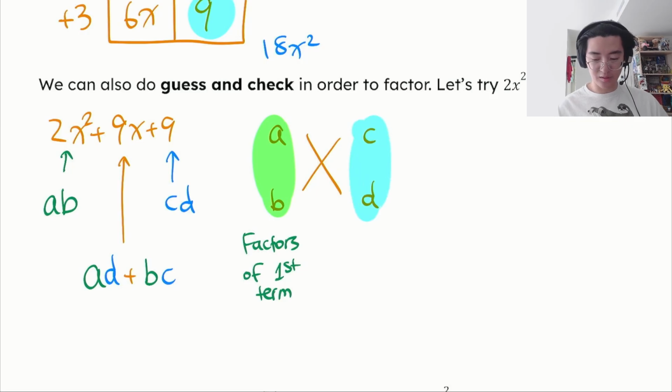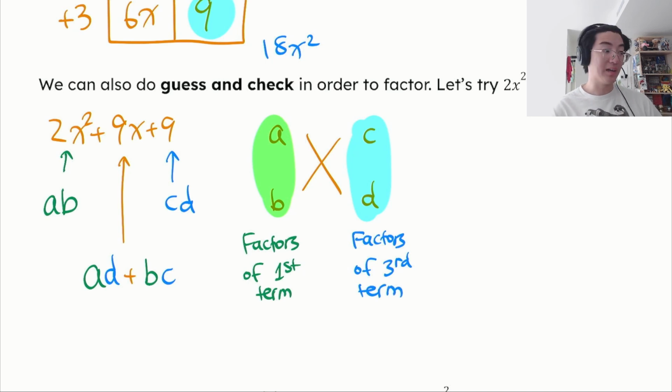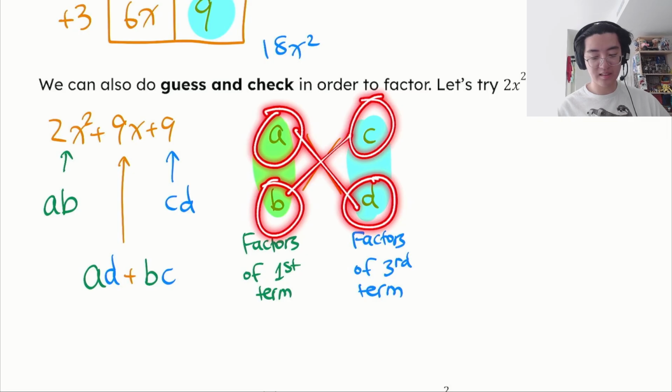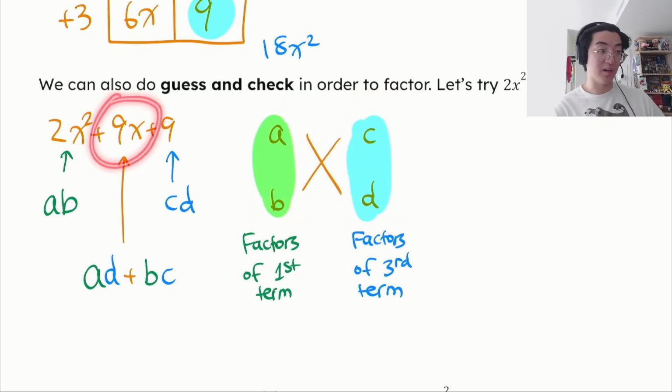And then those two right here are the factors of the constant. Or I should say third term here, because it's not always a constant there. Okay? And then we're saying that this here times this, added to this times this, equals our middle term here. Okay, so now we just have to guess and check to find every single configuration.